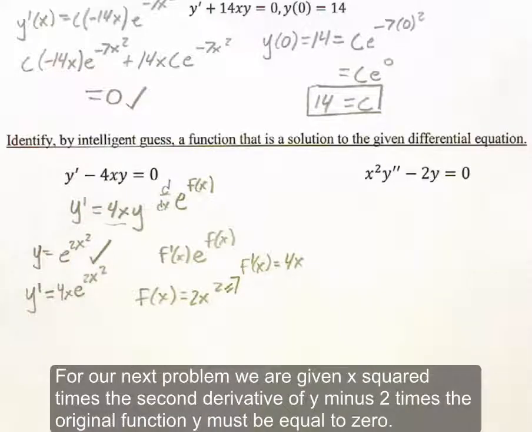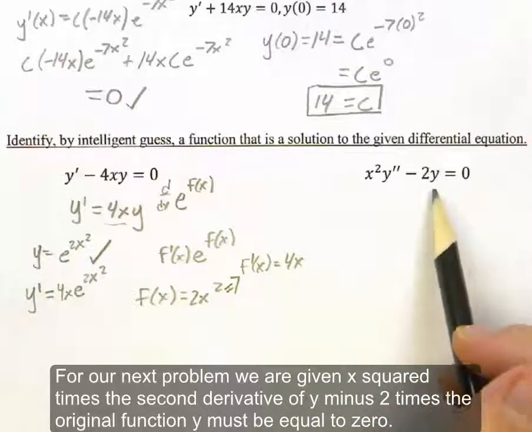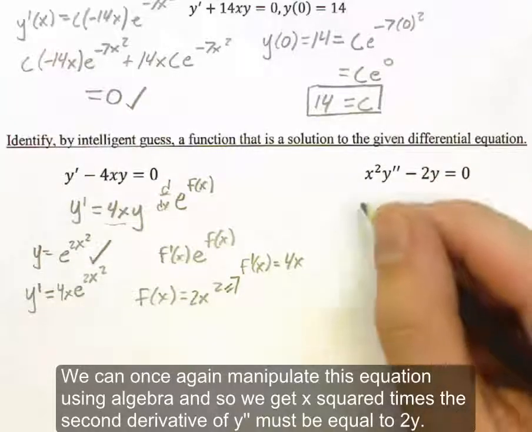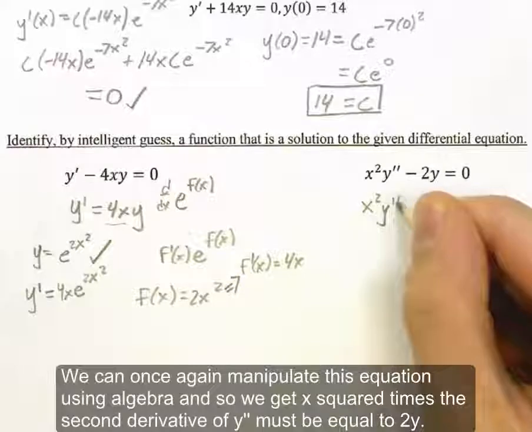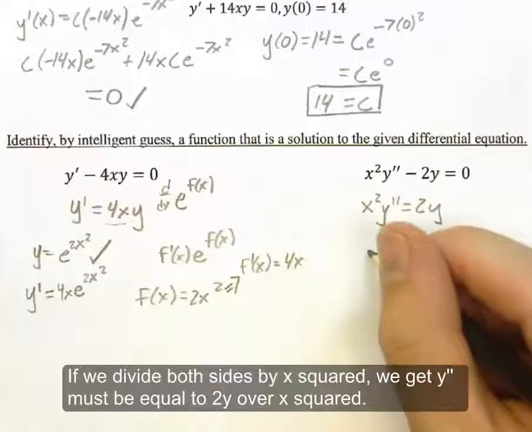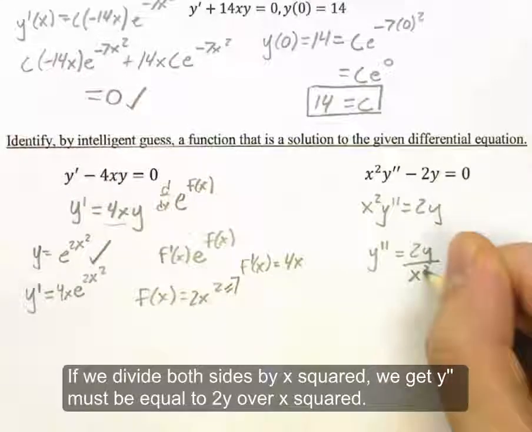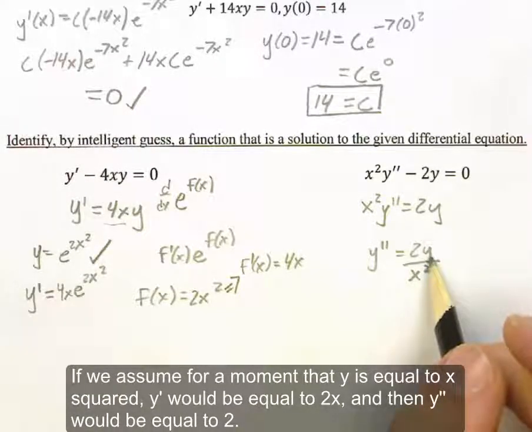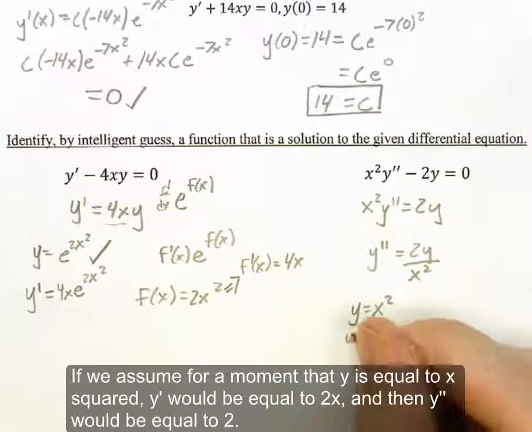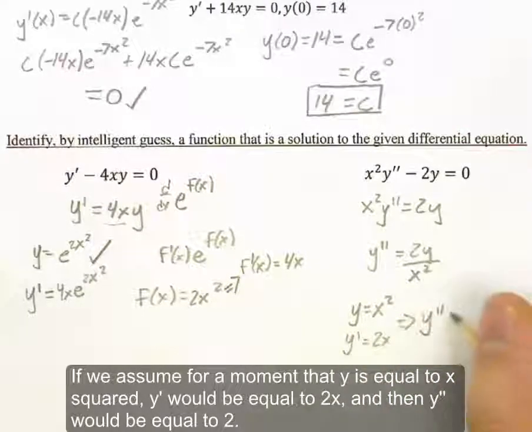For our next problem, we are given x squared times the second derivative of y minus 2 times the original function y must be equal to 0. We can once again manipulate this equation using algebra, and so we get x squared times y double prime must be equal to 2 times y. If we divide both sides by x squared, we get y double prime must be equal to 2y over x squared. If we assume for a moment that y is equal to x squared, y prime would be equal to 2x, and then y double prime would be equal to 2.